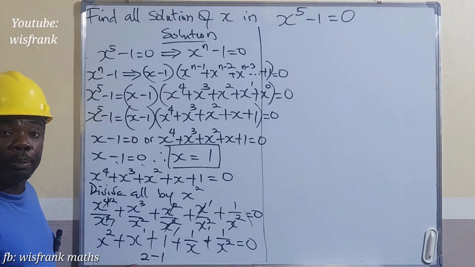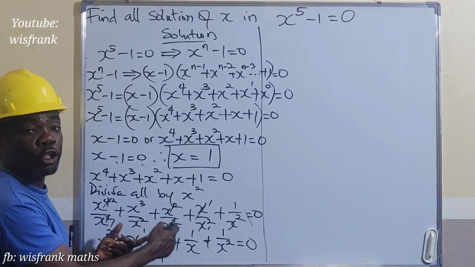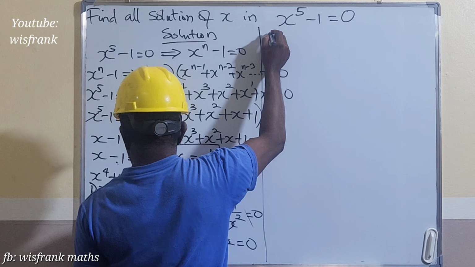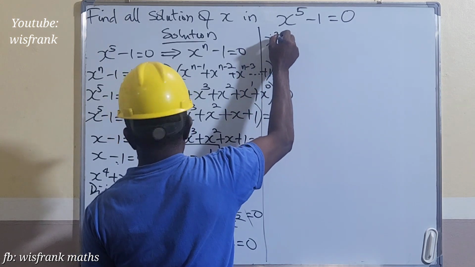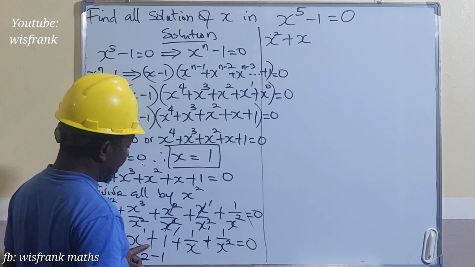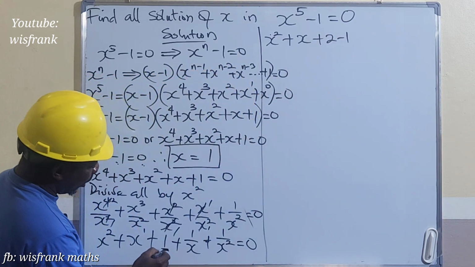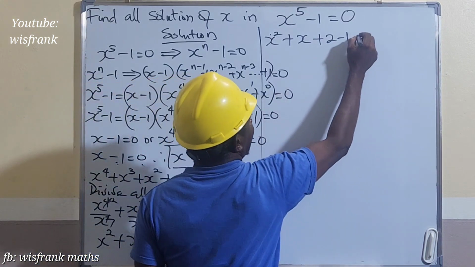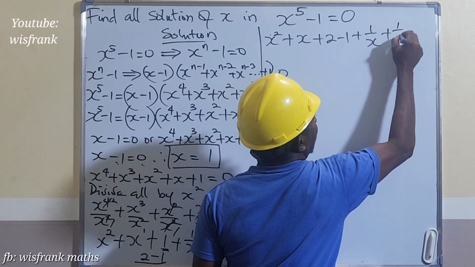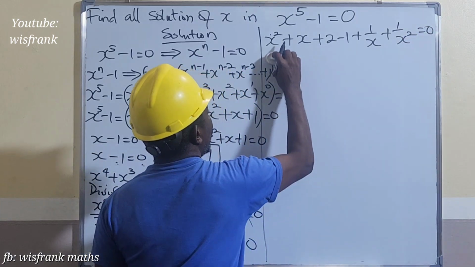So we are going to replace 1 by 2 minus 1 for us to make this a square of a fraction. So when we put it there, we have x to the power of 2 plus x to the power of 1, which is still the same thing as x. Then we have plus 2 minus 1. In the place of 1 here, we put 2 minus 1. Then we have plus 1 all over x, then plus 1 all over x to the power of 2 equals 0. So that is what we have.